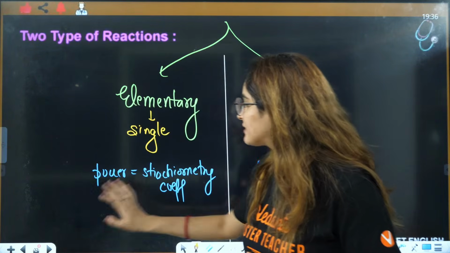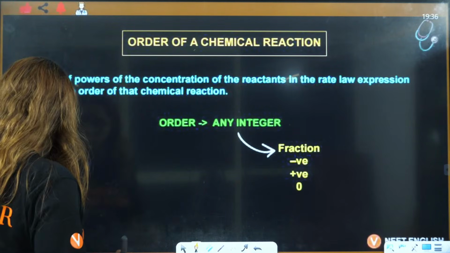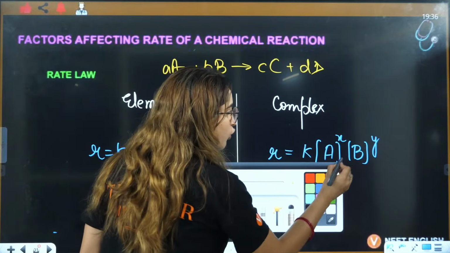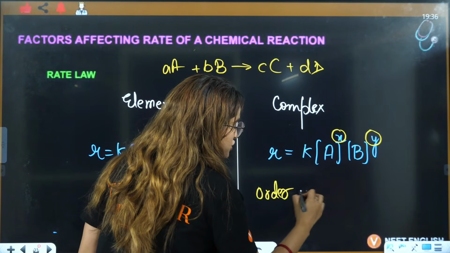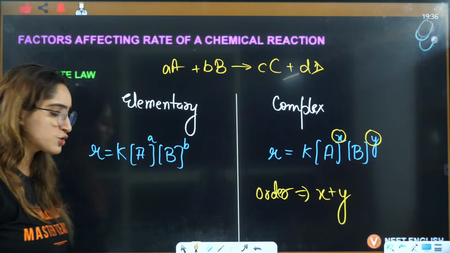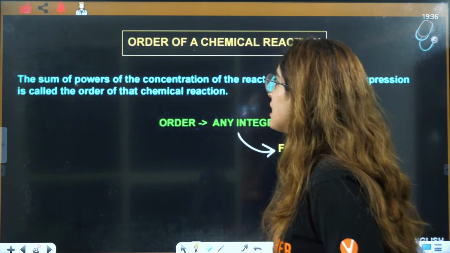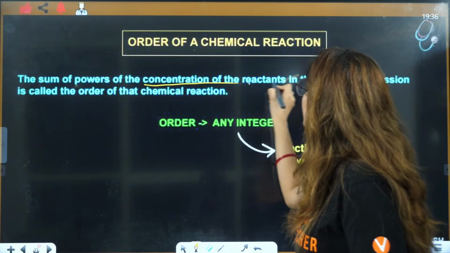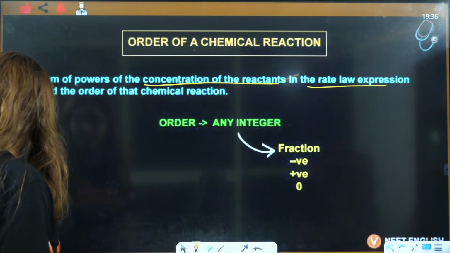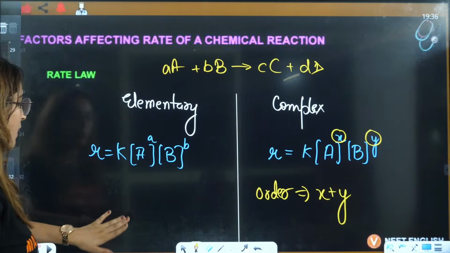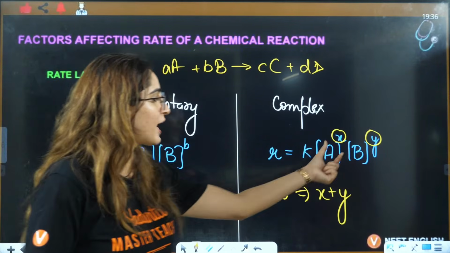Okay, so that was it. Now, this x and y that we are talking about here actually forms the order of the reaction, that is x plus y. So a new term after the rate law expression is the order of a reaction. It is the sum of the powers of concentration of reactants in the rate law expression. In the rate law expression, you can see these are the powers that you have. In this case, the order of the reaction is x plus y.